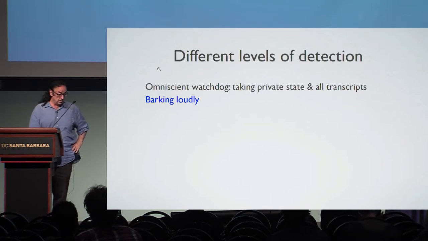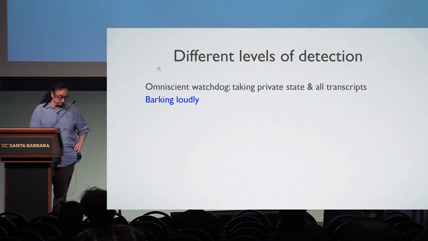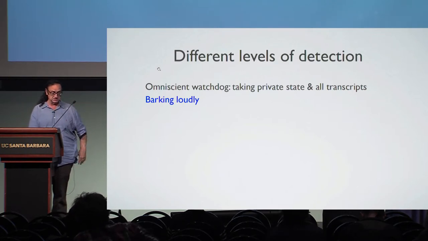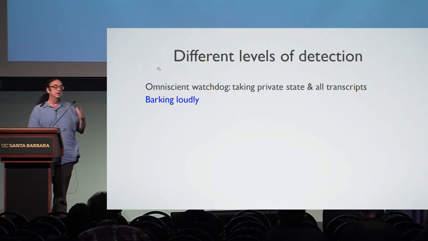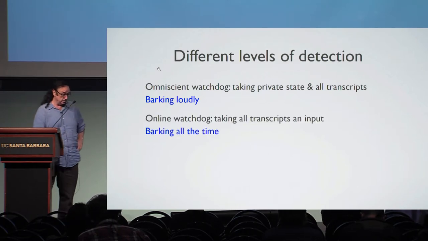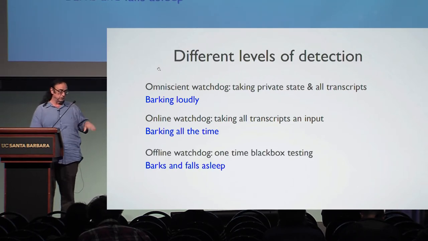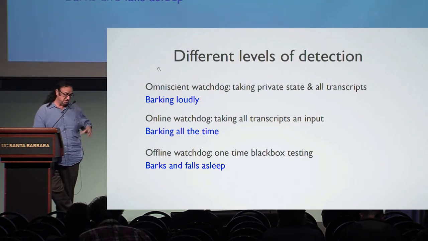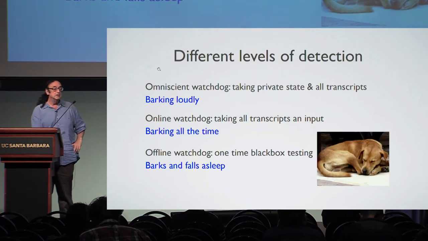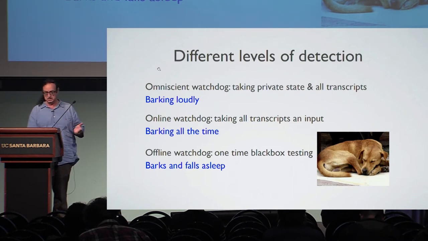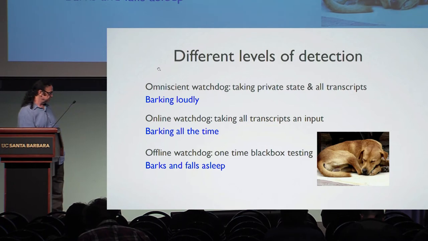So, a watchdog that has a private state and has access to all the transcripts is like a dog that's barking loudly. It has a big barking capability. An online watchdog is barking all the time. And a weaker one, and we always want weaker, less resources, is a watchdog that comes, barks at the beginning, and falls asleep. It's important when we design a new architecture with a trusted component to minimize the resources as much as possible.